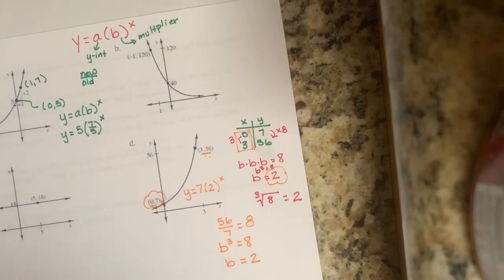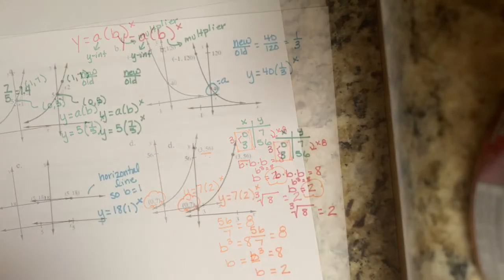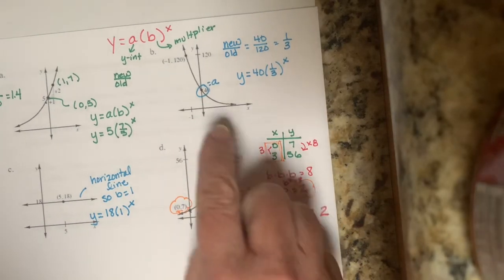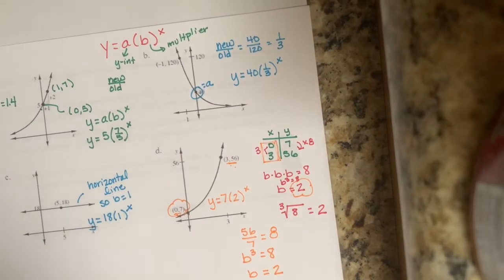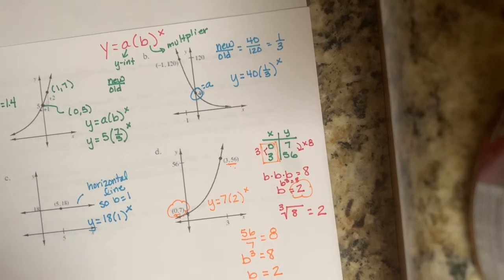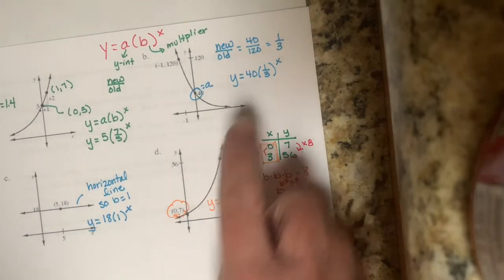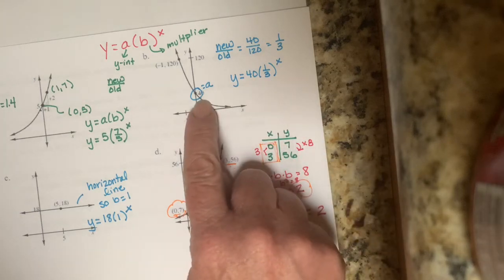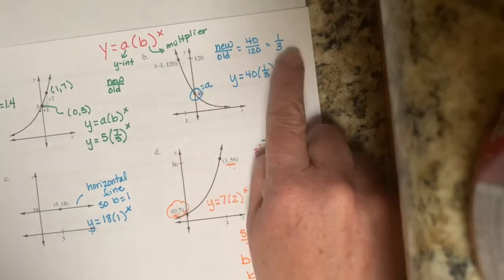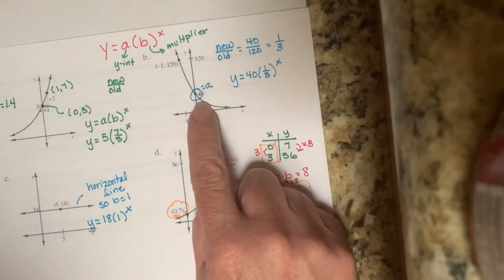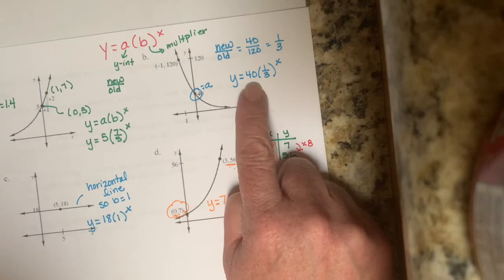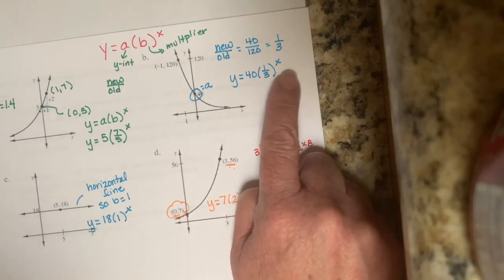Why don't you guys try B and C next? So now you can see that I have B and C finished. One thing that you really need to be aware of on B is that it is exponential decay. So our multiplier should be between 0 and 1. I took my new value divided by my old value and got 1/3. 40 was my y-intercept, so it's y equals 40 times 1/3 to the x power.